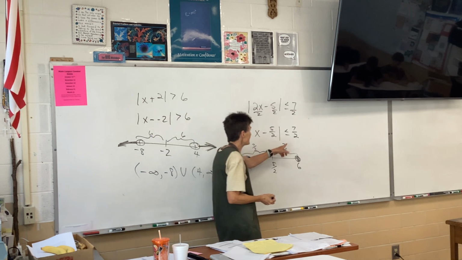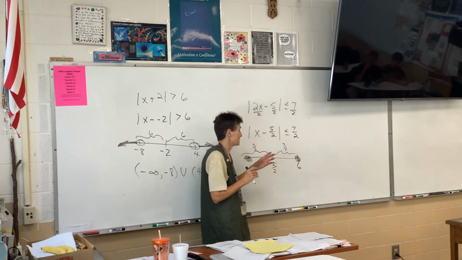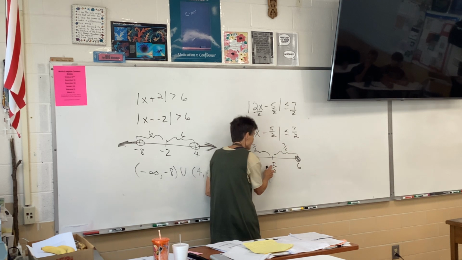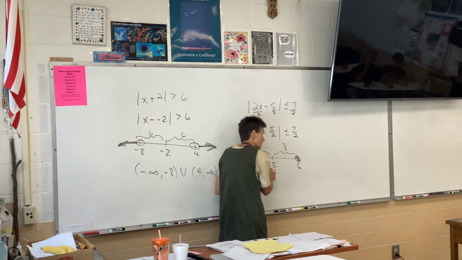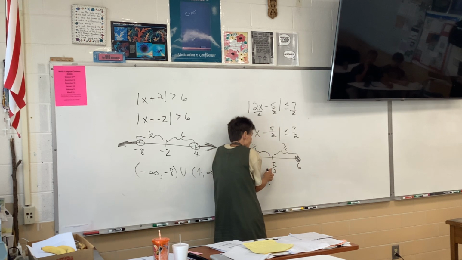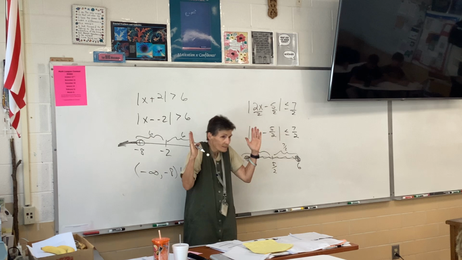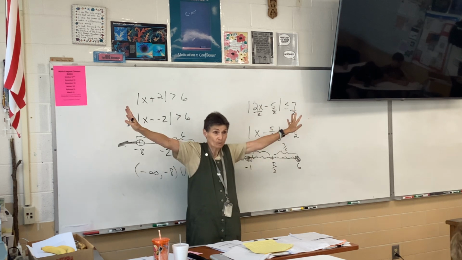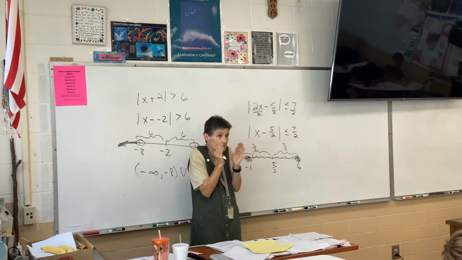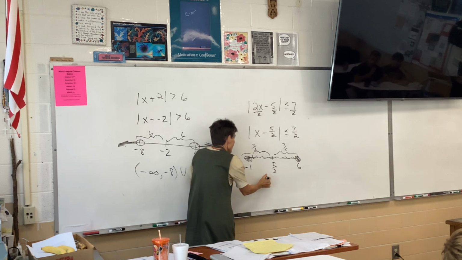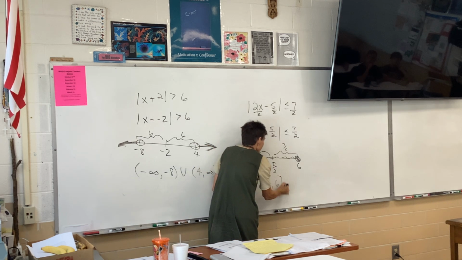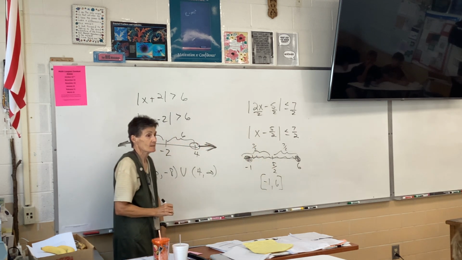Now be careful, this time I need my distance from here to be less than 7 halves. So where will I shade? It's inside. In between. This is where it's less than 7 halves. That's where it's more than 7 halves. So my answer is -1 to 6.